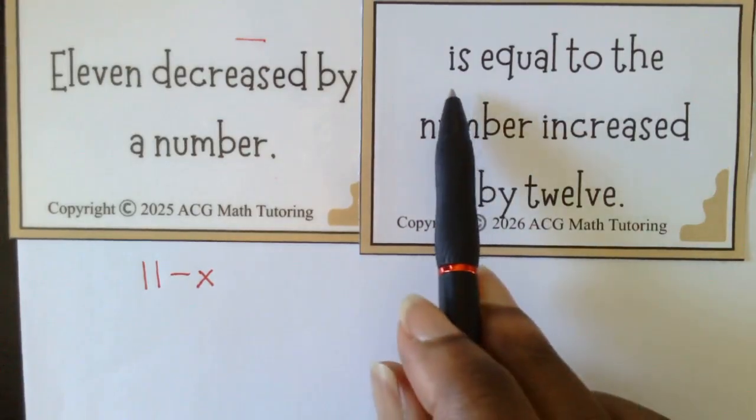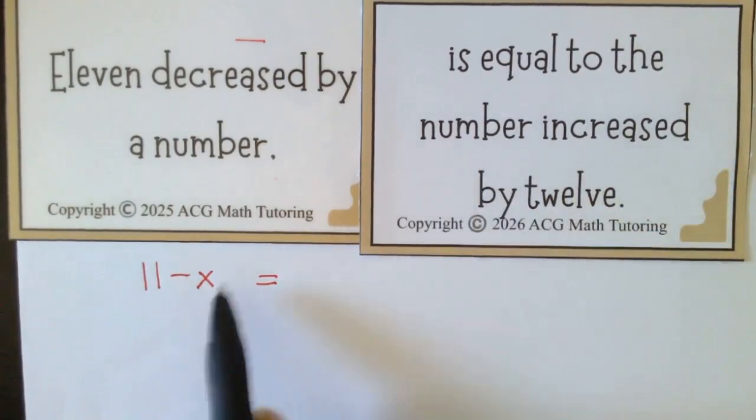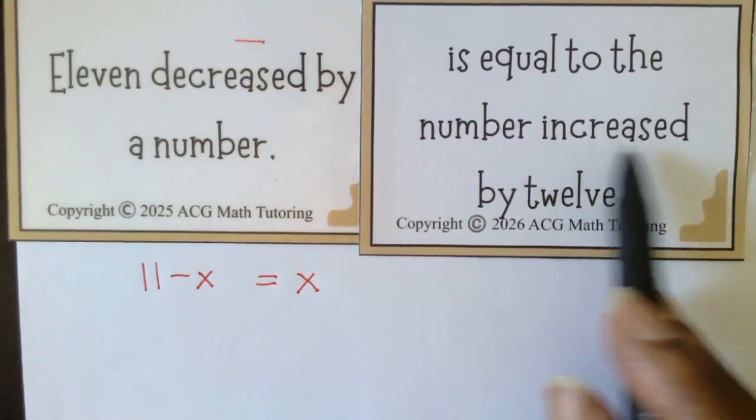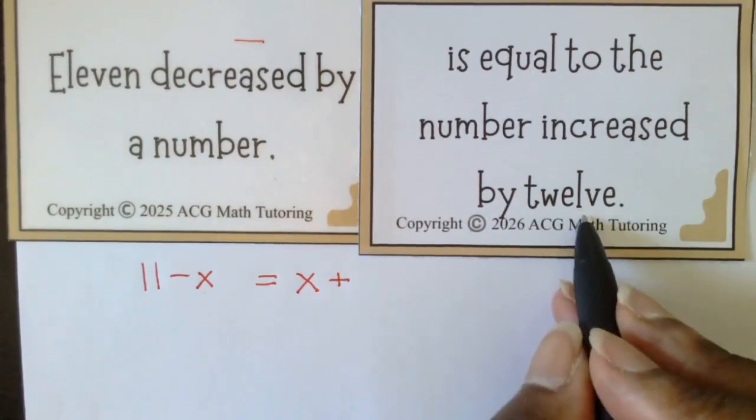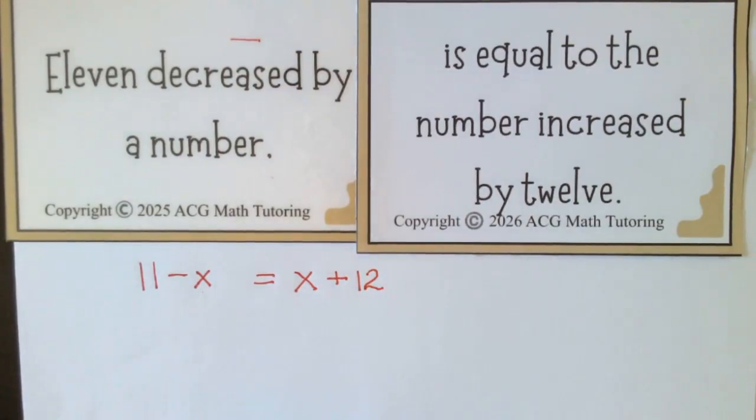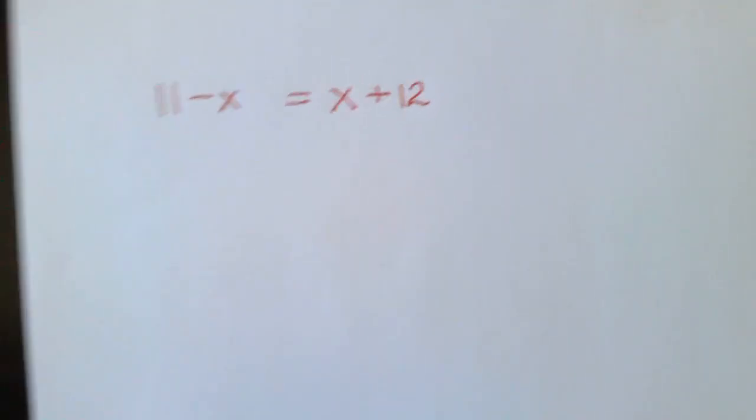Okay, so we have is equal to, so that's our equals. The number, which is the same number that we had, x, n, whichever you want, increased by means addition by what? 12. There you go. So equals x plus 12. So now we have our equation. Let me kind of put this to the side. And now let's get with solving.